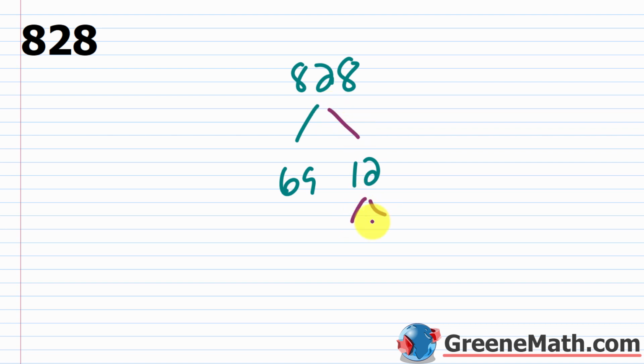So for this one, I'm going to go 4 and 3. 3 is prime, so let's circle that and stop. 4 is 2 times 2. Those are prime. Over here for 69, let's think about that for a moment.